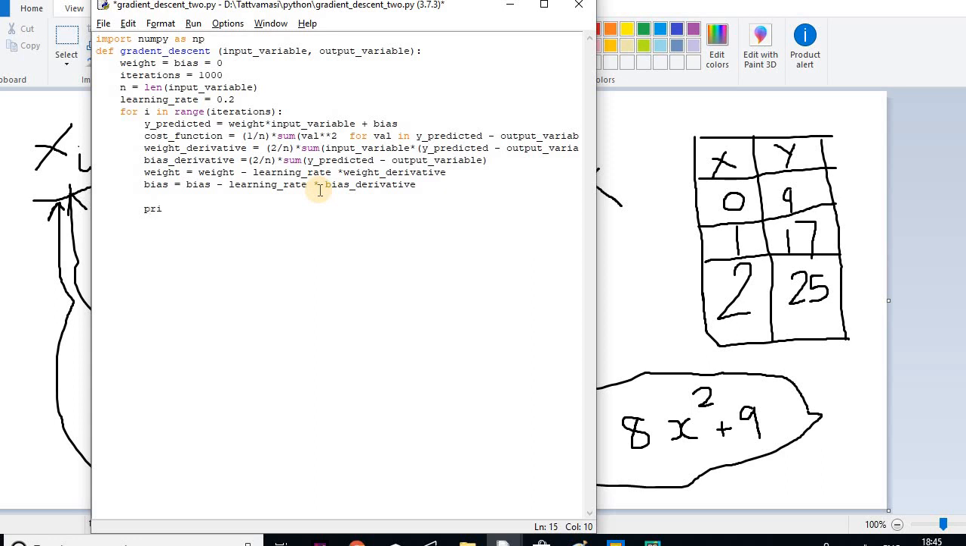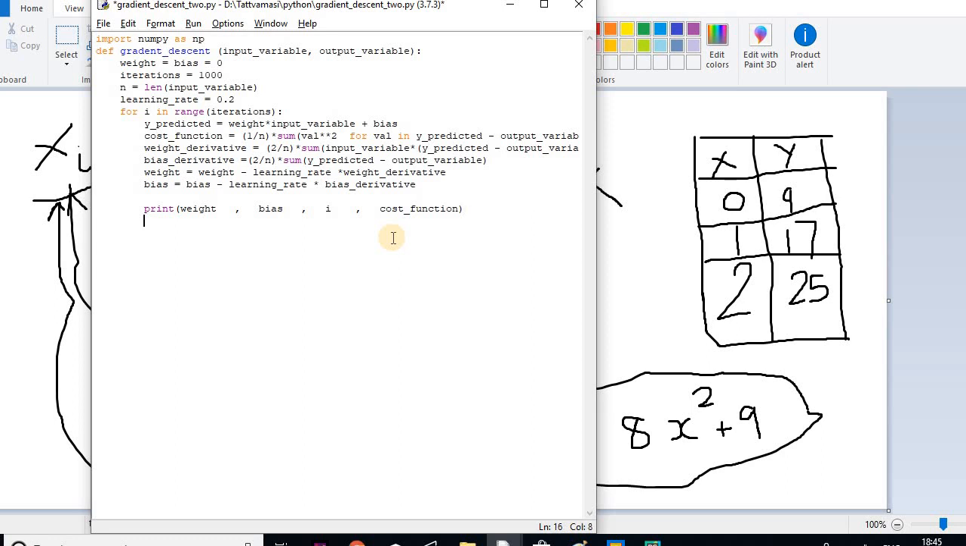Now we will print all these variables. You have the weight, then the bias, then the variable i. Now we have this cost function. This is the variable. Our aim is to minimize the cost function. These are all the variables we need.